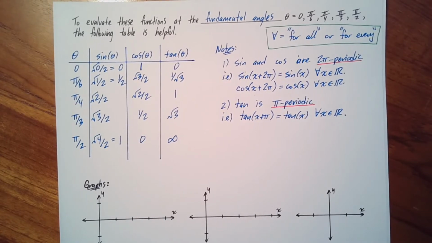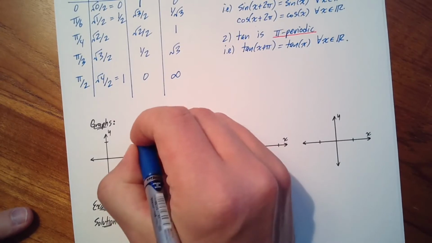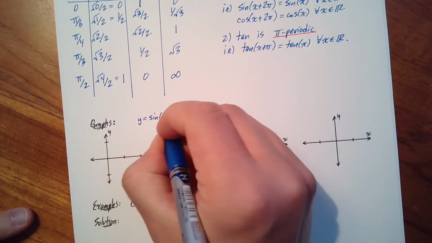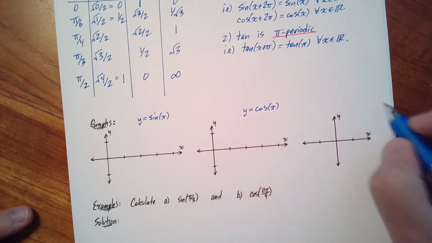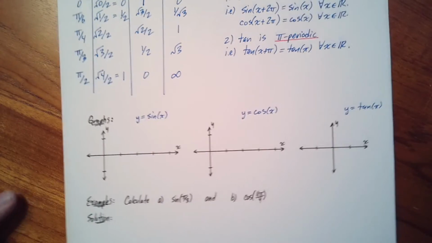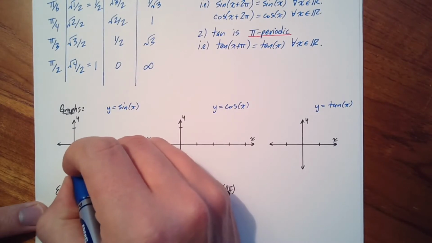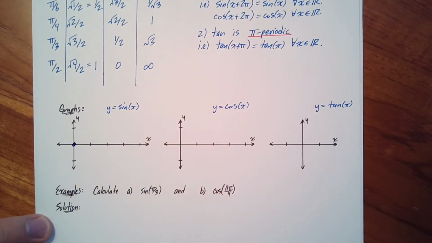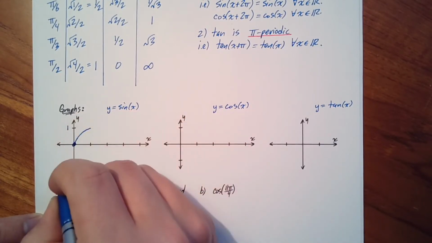Okay, so now let's talk about the graphs. Let's do the graphs of y equals sine of x, y equals cosine of x, and we'll do the graph for y equals tan of x. Okay, so I've got graphs already here. We can just fill them in. So this is what the graph of sine looks like. It starts at the origin and it goes up to +1 and -1.